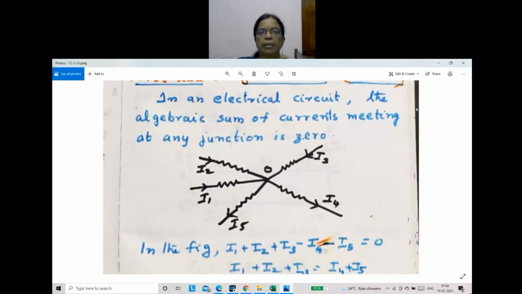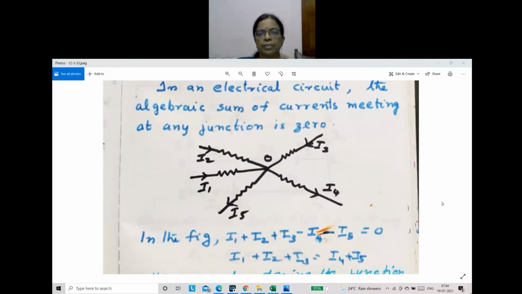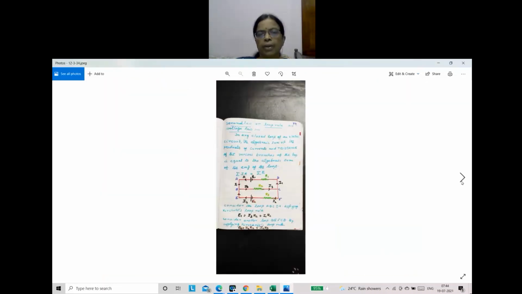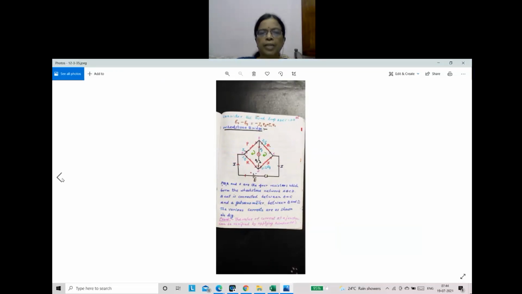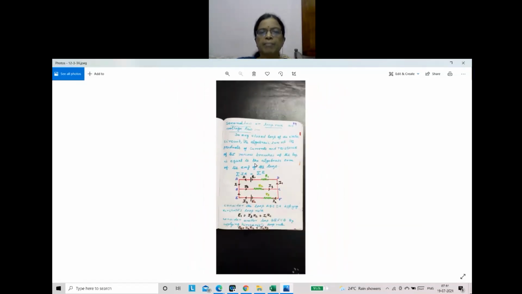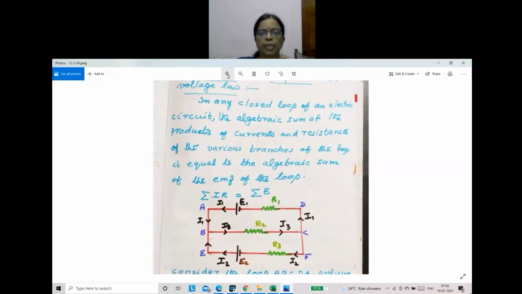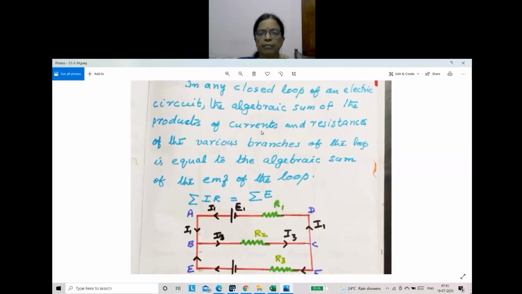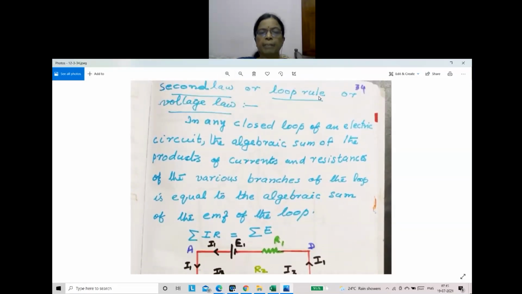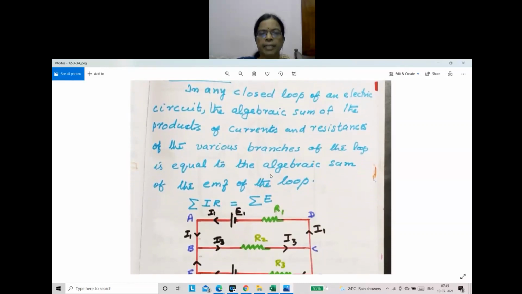Next rule we can see. We have to do problems with this. This is the second rule. Second rule: loop rule, voltage rule, different names are there. In any closed loop of an electrical circuit, the algebraic sum of the product of current and resistance of the various branches of the loop is equal to the algebraic sum of the EMF of the loop.